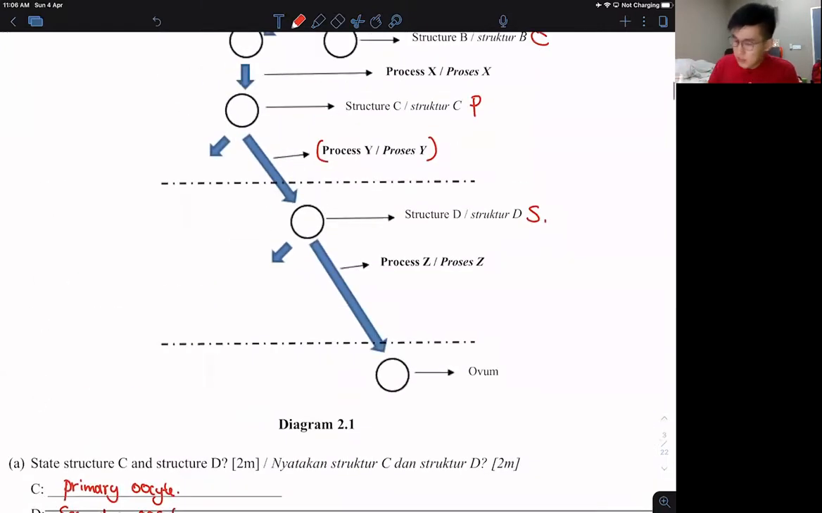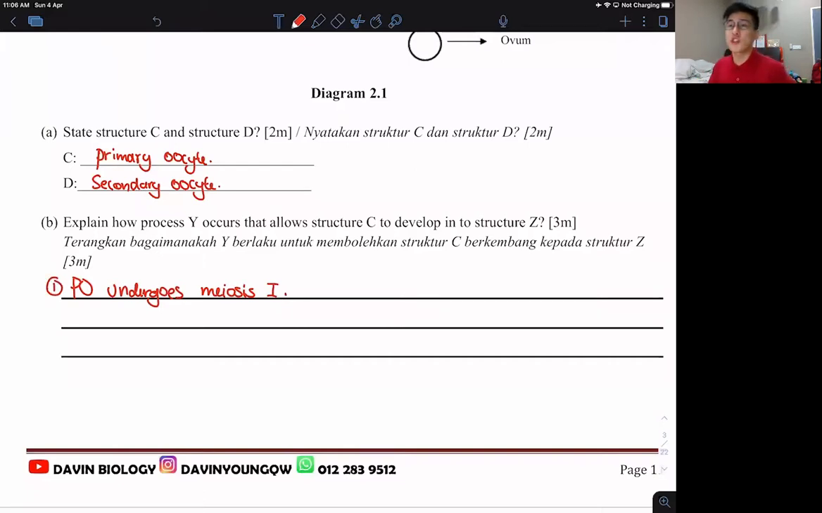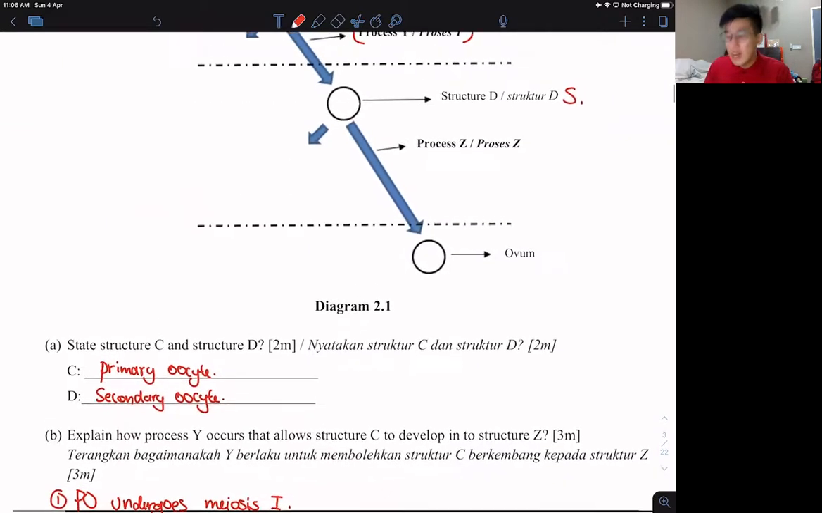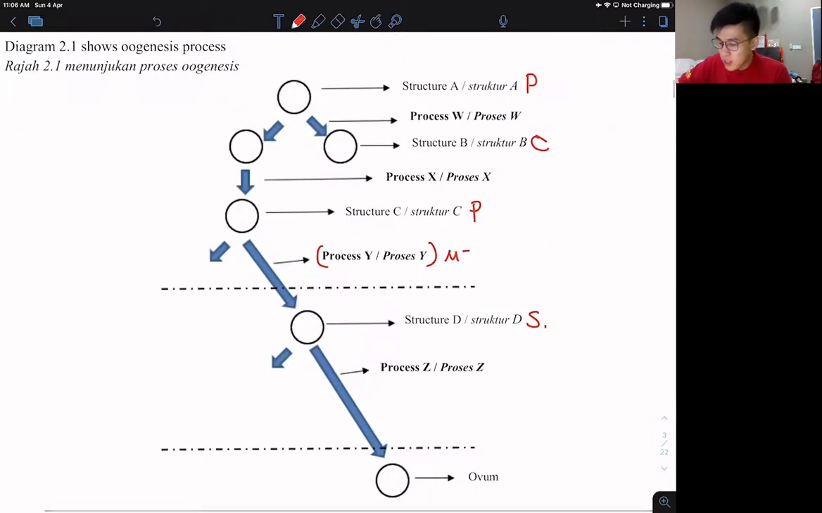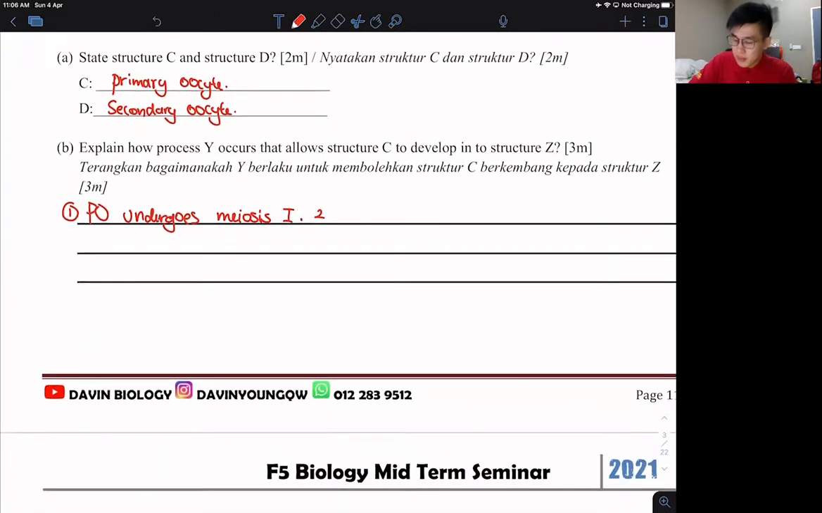So basically, you can say structure C, which I can say is the primary oocyte, undergoes meiosis 1. But remember, in females meiosis doesn't go all the way. Yes, you must say it stops at prophase 1. So here is meiosis 1, but first it stops at prophase 1. So you can say undergoes meiosis 1, but second point, stops at prophase 1.